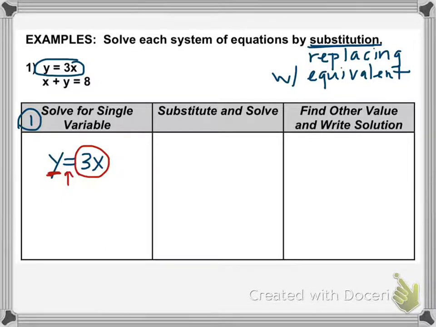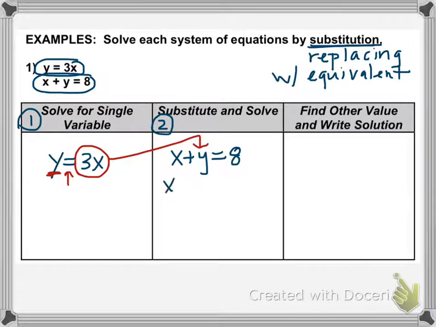So in the second step, I'm going to substitute that 3x for y in the other equation. So I'm going to write the other equation down. And since 3x equals y, I'm going to take y out, and I'm going to put 3x in its spot. So it's going to look like this: x plus 3x equals 8.